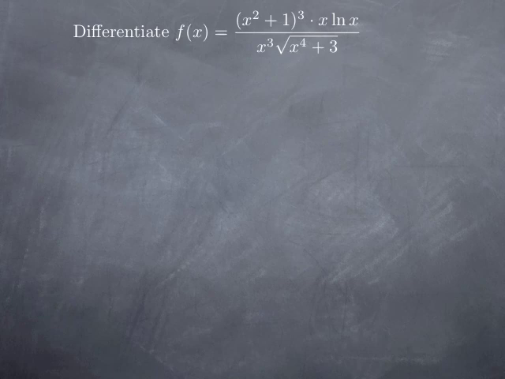Well, if we're going to differentiate that, one observation would be that we can cancel an x with the x cubed. But other than that, we would have to start with the quotient rule, which would give us something complicated. And then when we differentiate the top, we would have to differentiate the product of (x squared plus 1) cubed with ln x. And in the first term of the product, we would have to differentiate a composite because x squared plus 1 is raised to the power 3.